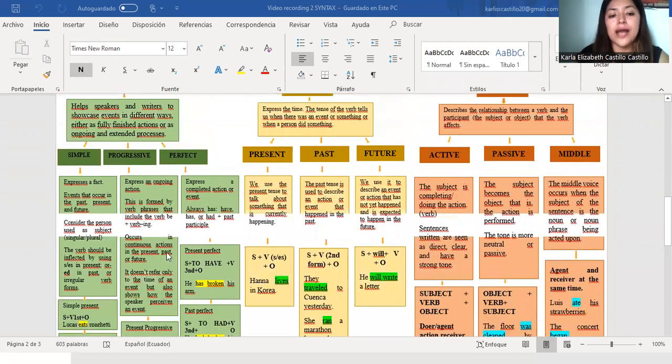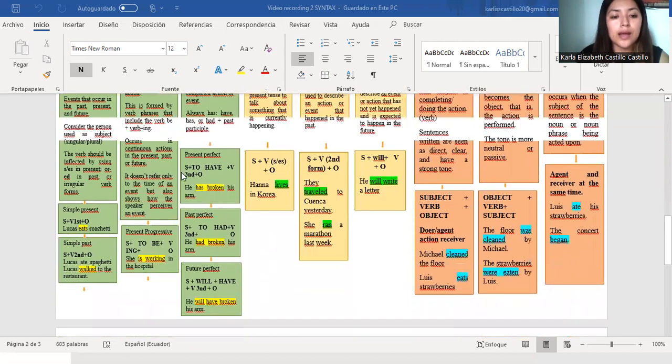Then we have the perfect aspect. The perfect aspect expresses a complete action or event. Always have, has, and had, plus past participle. The same form, I include the following grammatical rules. In the present perfect, subject plus to have plus verb in third person plus object. For example, he has broken his arm.